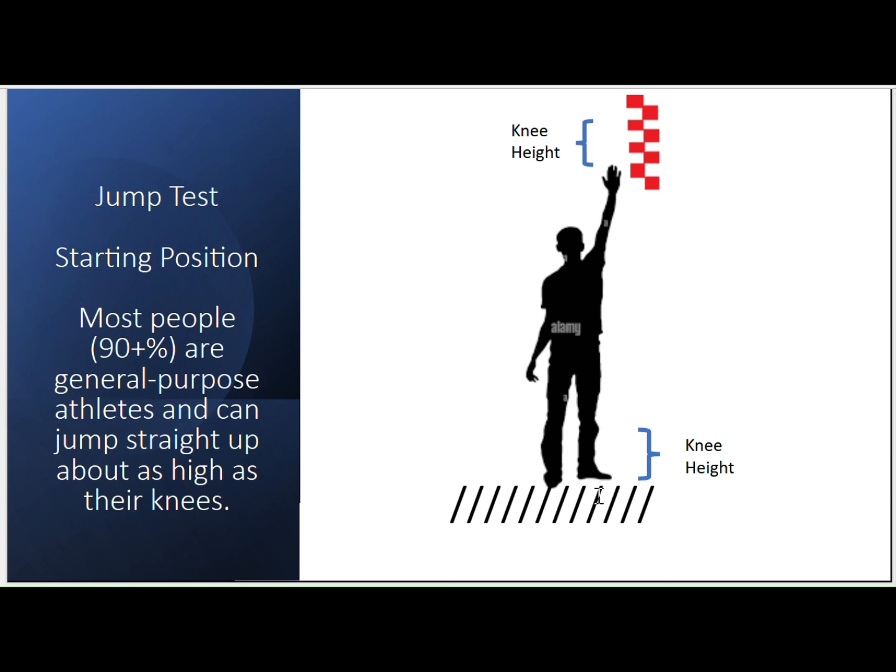So your starting position is you're standing on the ground. Now there's a reason for doing this. You've got a measuring board here and you reach up as high as you can standing on the ground. And then here we are. I've repeated, most people, 90-odd%, general purpose athletes, can jump straight up from a standing jump about as high as their knees. So here we are. Here's the athlete's knee height. It's been repeated up here on your measuring board above where they can reach up.